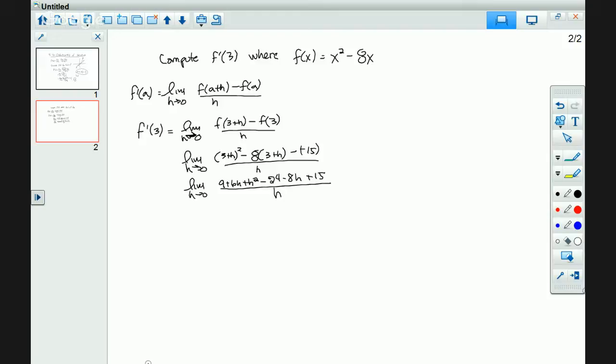That's not that bad. Got it? You got it? No. Yeah. I'm confused on where the -8 times 3 was. Negative 8 times x, but I'm plugging this in for x. Okay. So it's negative 8 times 3 plus h. Almost 9 minus 24 plus 15 is 0, right?